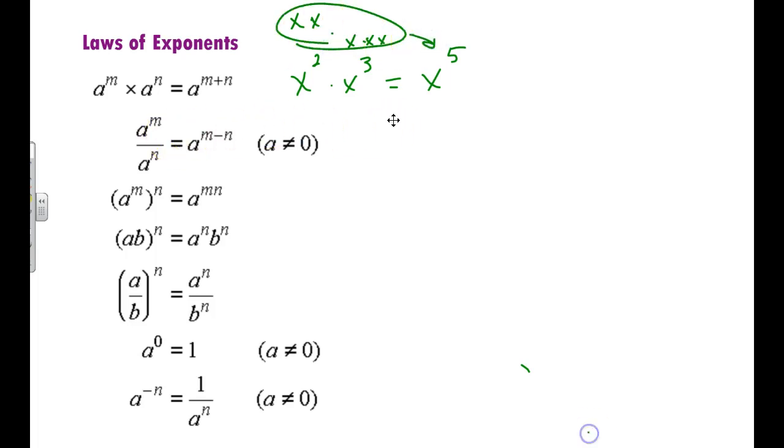When you divide, you're going to be subtracting, so be careful. x to the sixth over x squared is not x to the third. You don't take 6 divided by 2. You subtract 6 minus 2, and that's x to the fourth.